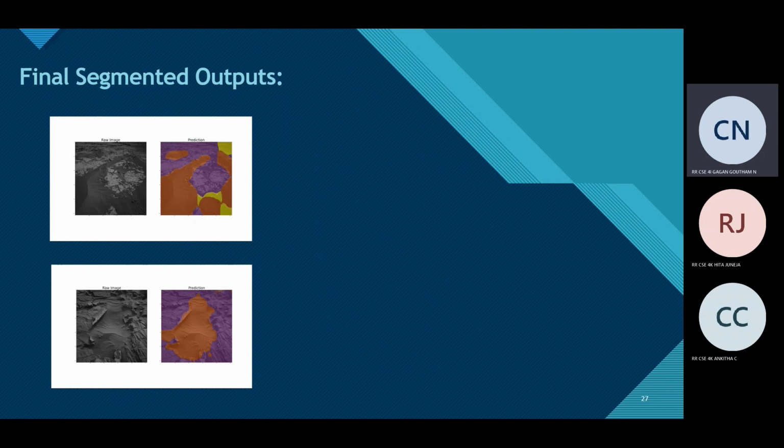These were the final segmented outputs. The left image comprised the raw image, which was the original image present in the AI4Mars dataset, and the right side is the prediction that the model gives us as output, where you can see that the purple colored areas are the rock, the orange colored areas are the sand, and the yellow colored areas are the soil.